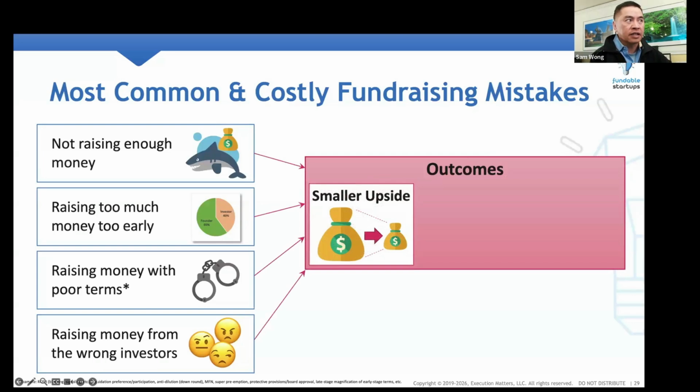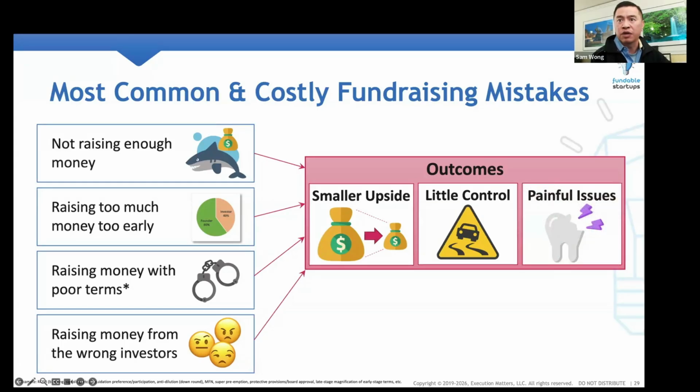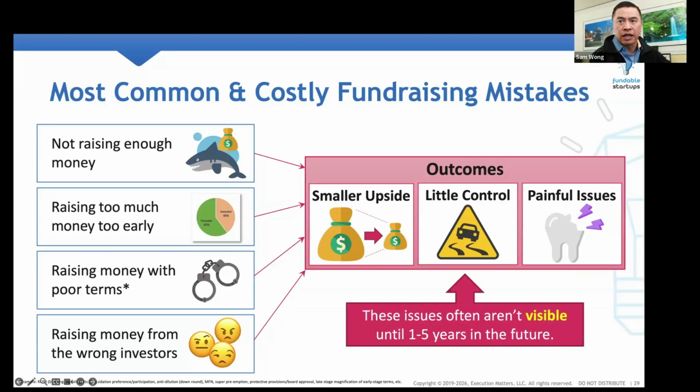These four mistakes result in several painful outcomes. One is a smaller upside. Your startup proceeds will probably be smaller. You may lose control of your startup faster, and operationally, you're going to run into all sorts of challenges and problems. These outcomes usually are not visible for 1 to 5 years somewhere in the future.